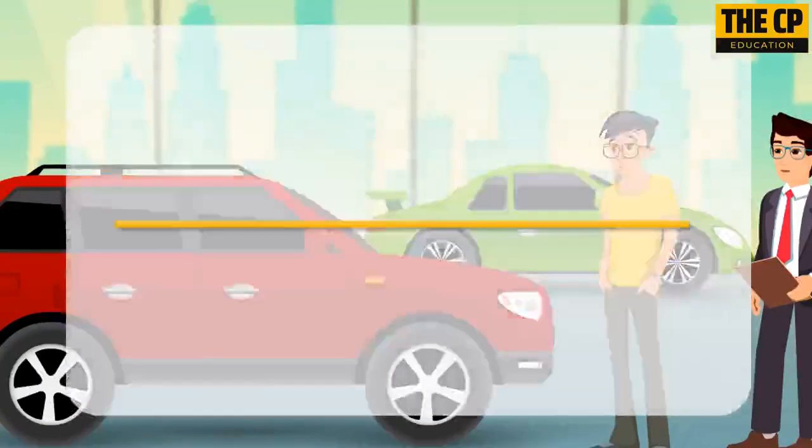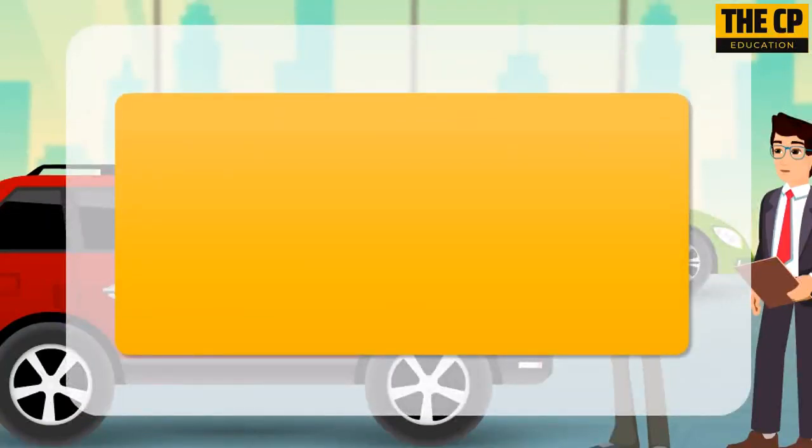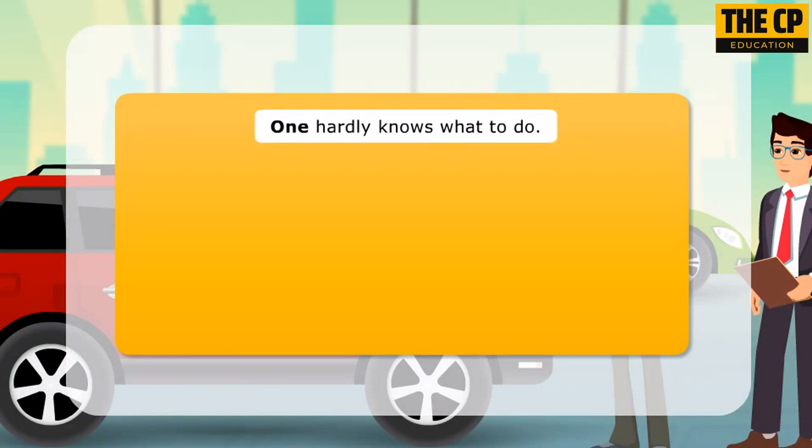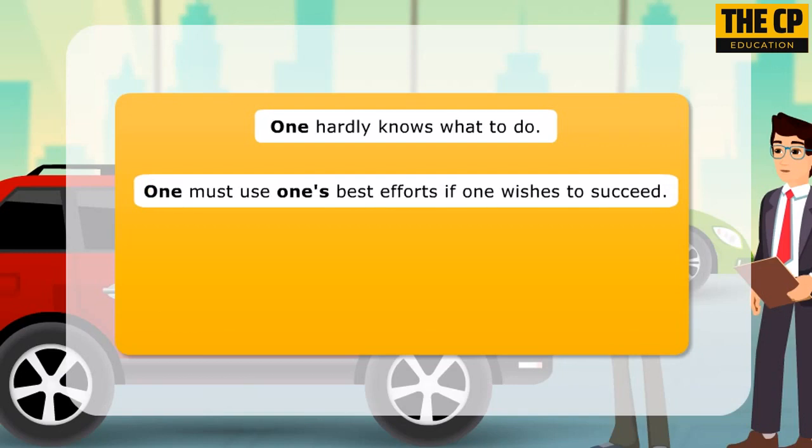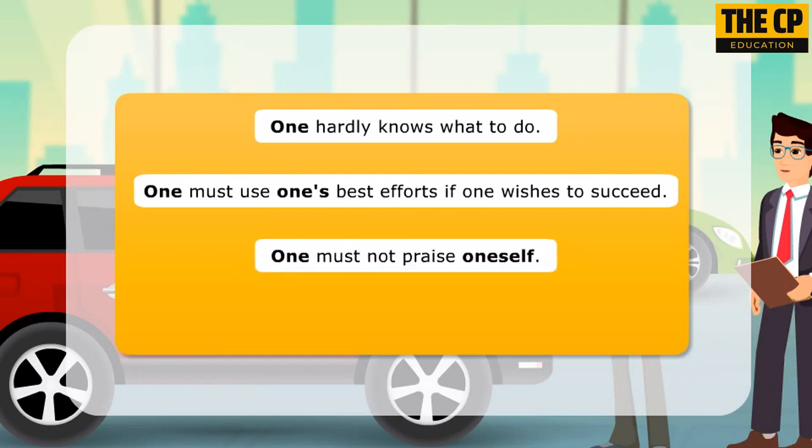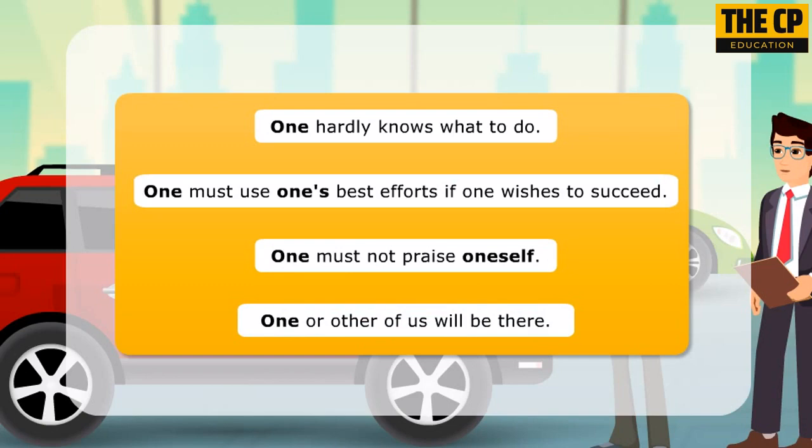Here are some more examples using one and ones. One hardly knows what to do. One must use one's best efforts if one wishes to succeed. One must not praise oneself. One or other of us will be there.